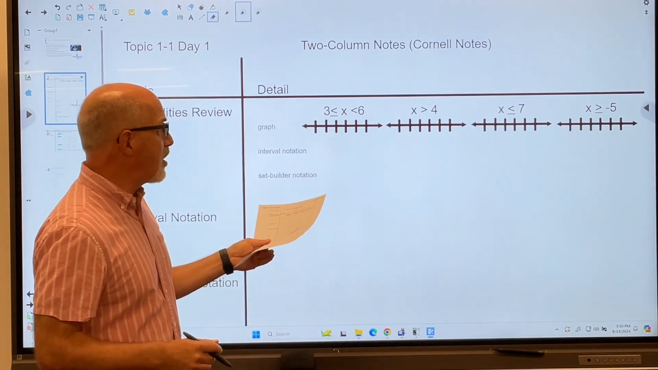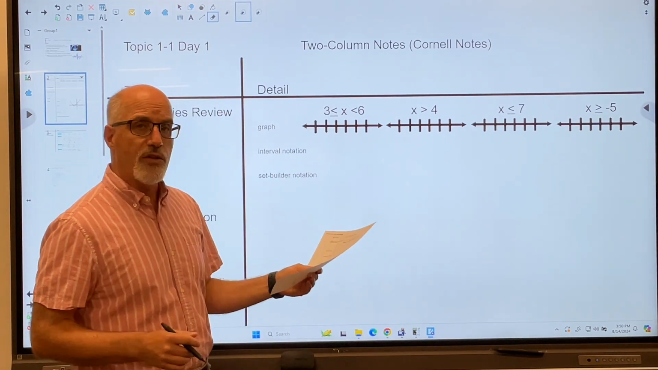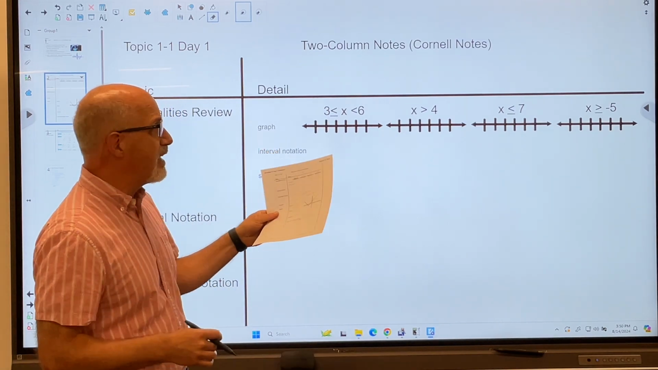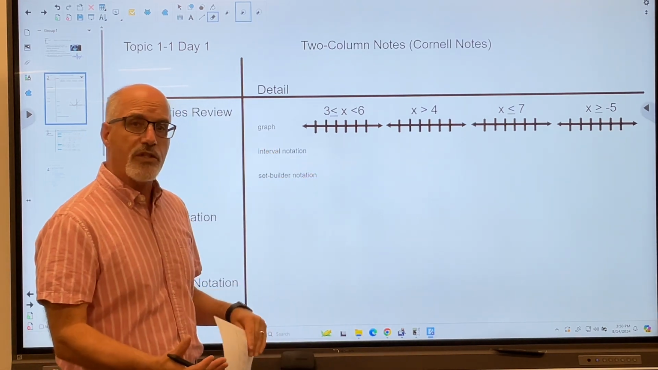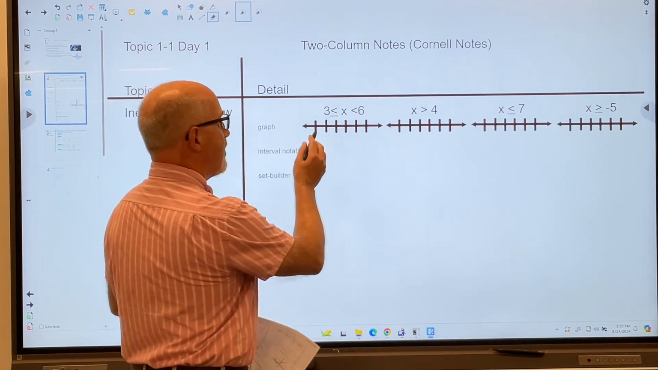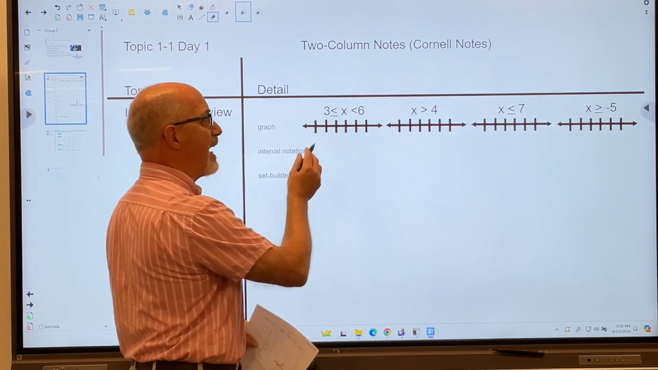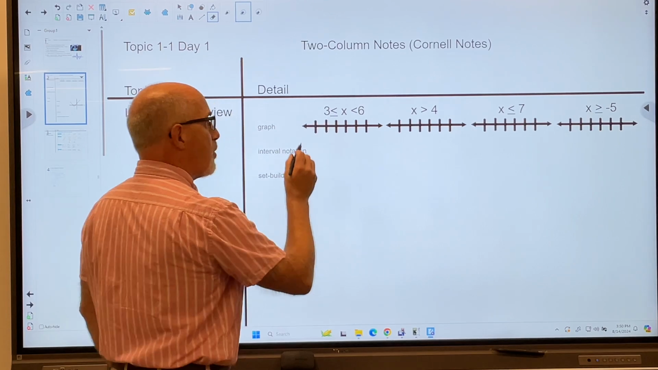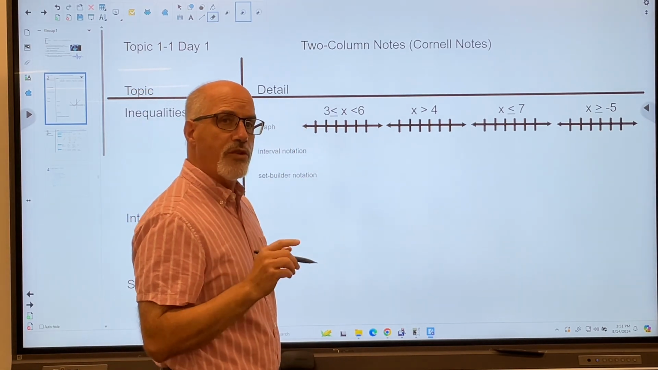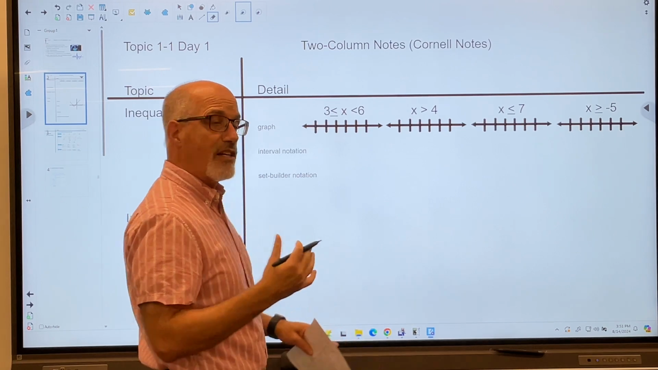Now, we're going to start by reviewing some graphs that you learned in Algebra 1. We're going to talk about graphing inequalities because we're going to use that in what's called interval notation. So first of all, the graph of 3 less than or equal to x less than 6. If you remember, when it has the line underneath it, the or equal to means you put a solid dot because it includes it.